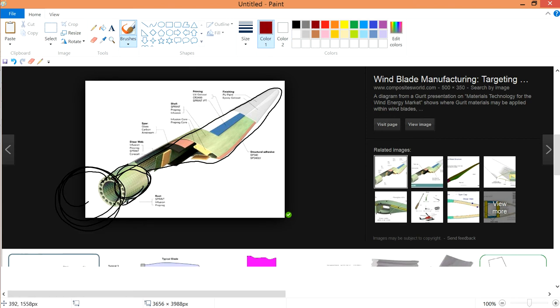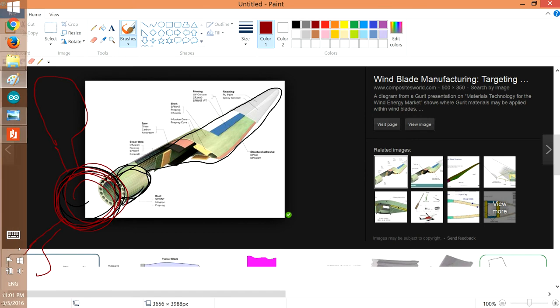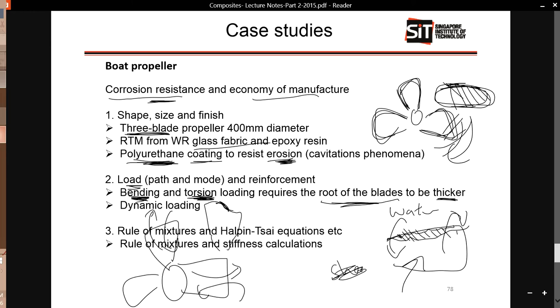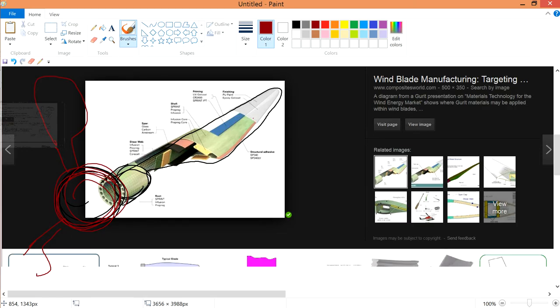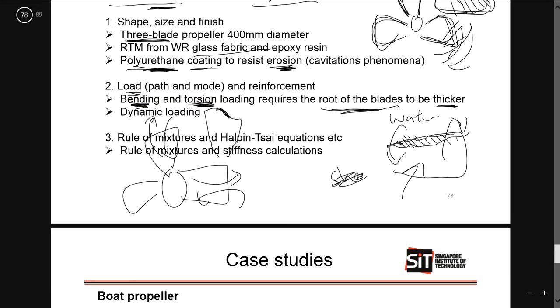We should draw a different color. Over here this is the hub, and you have another root, another blade, another root, another blade. Hopefully this is pretty clear. And therefore you want the root of the blades to be thicker, to prevent the bending and the torsion. So I believe if this is thicker, how will it prevent the torsion over here, or maybe the bending over here? I leave you to think about it, but at least you see something.